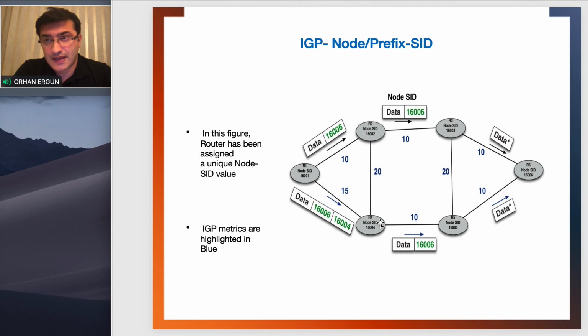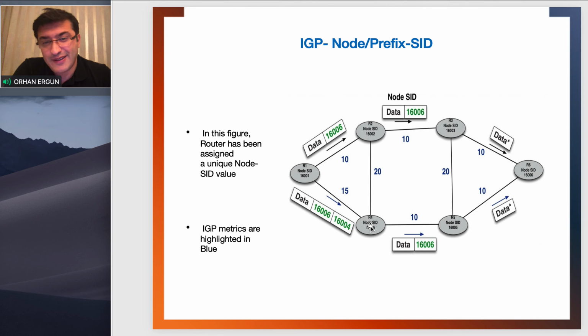It means reach R6 by using the shortest path. Which shortest path? It could be this way, or this way, or this one, or this one. All of them are possible, whichever is the shortest path, because the meaning of a 16,006 node SID is using the shortest path. But obviously this one is 20, this one 30, 40, and this one again 50 something. So this one is the shortest one.